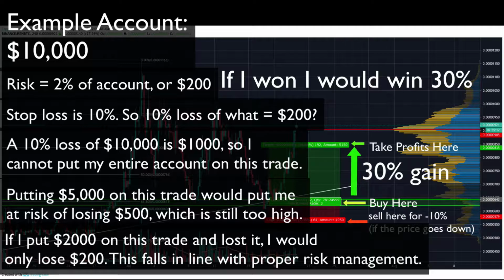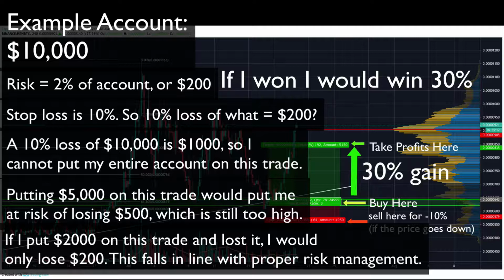However, if I put 1/5 of my entire account, which would be $2,000, on this trade and I lost this trade, then I would lose $200 because my entire account is $10,000. 1/5 of that is $2,000. If I put $2,000 on this trade and I lost 10% of that, then that equals $200. Well, $200 is 2% of my total account. So that falls in line with proper risk management. So I would happily put $2,000 on this trade.